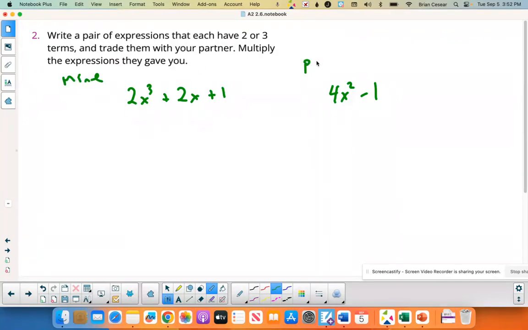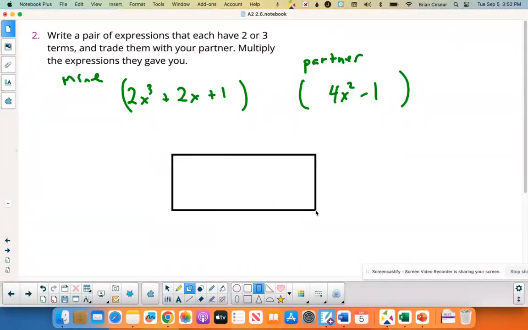Okay, so here's mine, and here's my partner's. So I'm going to multiply these. So really, I'm just going to do this. I'm going to put parentheses here, and then I'm going to make a box. It doesn't matter where they go. I'll put the trinomial on the top because I made my rectangle a little bit wider that way.